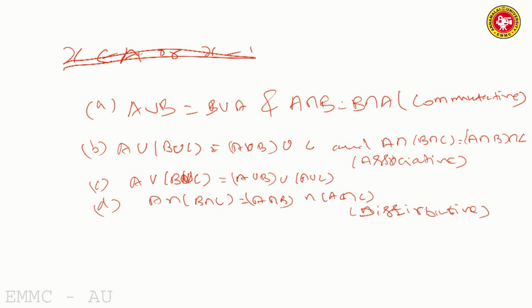Then we have complementation. (A union B) whole dash is equal to A dash intersection B dash. Similarly, (A intersection B) whole dash is equal to A dash union B dash. This is De Morgan's law.